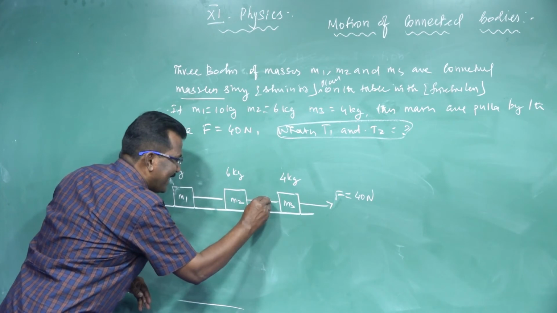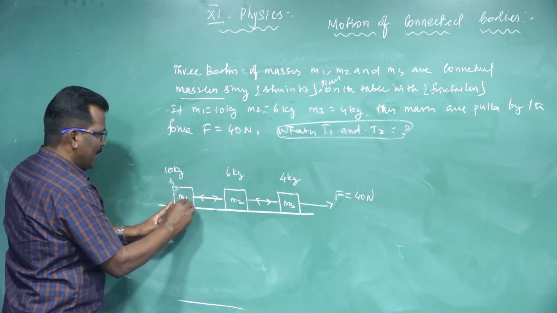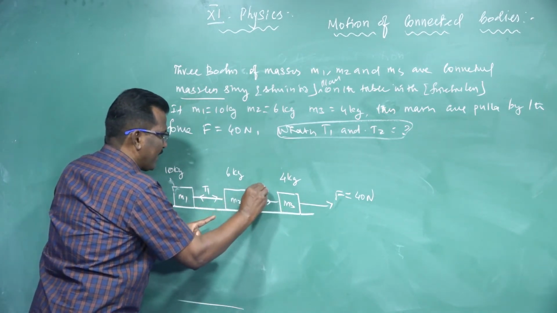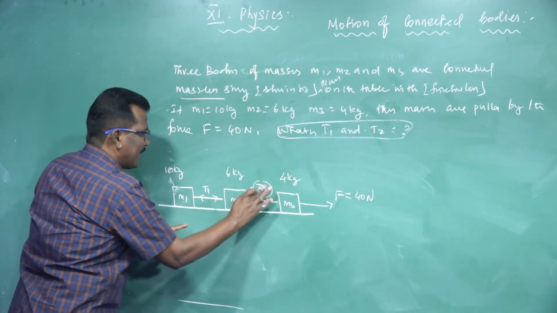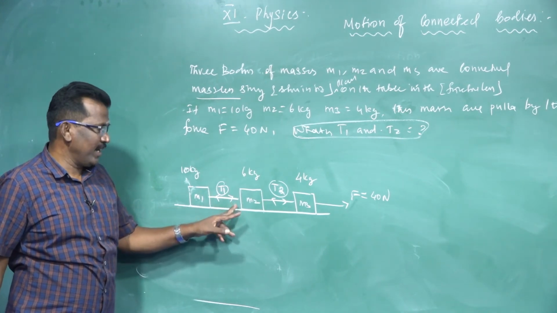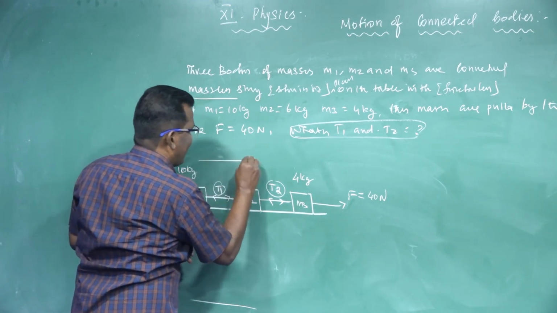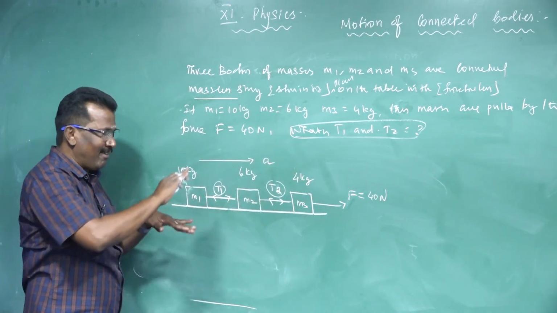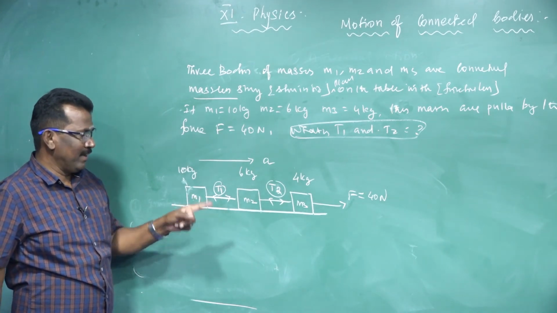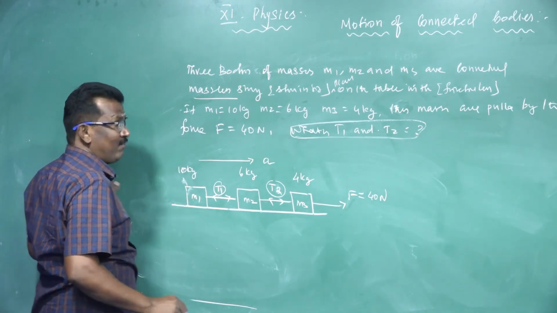What is the tension arising between these bodies? Suppose between M1 and M2 it is T1, and between M2 and M3 it is T2. Now we are going to calculate. The net force acts along this direction, so all the bodies accelerate only along the horizontal. By using Newton's second law, now we are going to calculate the tension. So first use the free body diagram for M1.